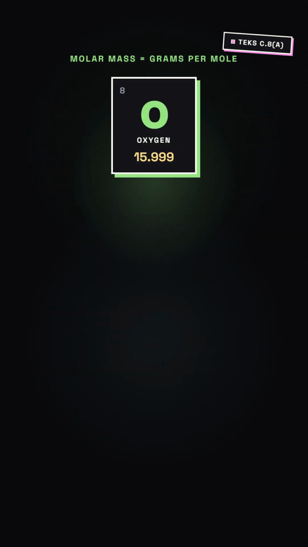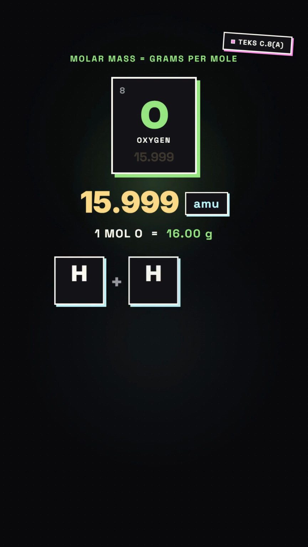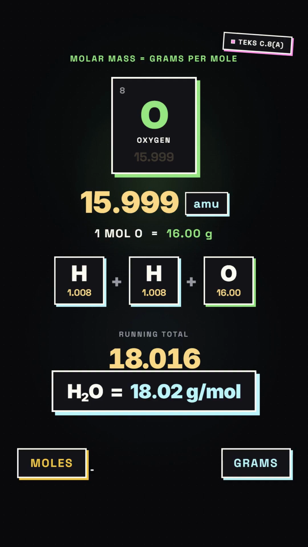Molar mass is the mass, in grams, of 1 mole of a substance, and it's already printed on the periodic table. Oxygen's atomic mass is 16, so 1 mole of oxygen atoms weighs 16 grams. For a compound, add up every atom in the formula. Water is 2 hydrogens at 1.008 plus 1 oxygen at 16, 18.02 grams per mole.